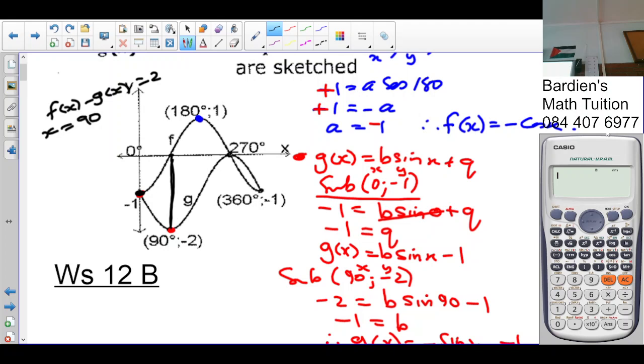What's the distance at 180? Remember this is 180 minus 1. So what is this distance? From there to there is 1. From there to there is 1. So that distance is also 2. So x equal to 180. What's the distance there? No distance. But to answer this question, where is f of x minus g of x equal to 2? Well, the distance between the two graphs is 2. It's 2 at x equal to 90 and x equal to 180.